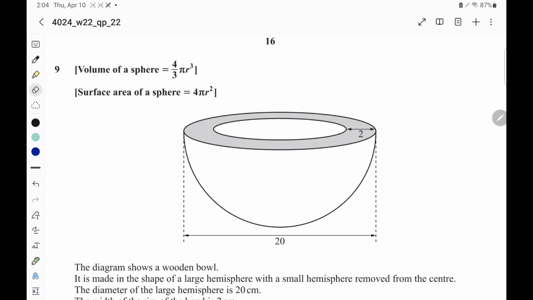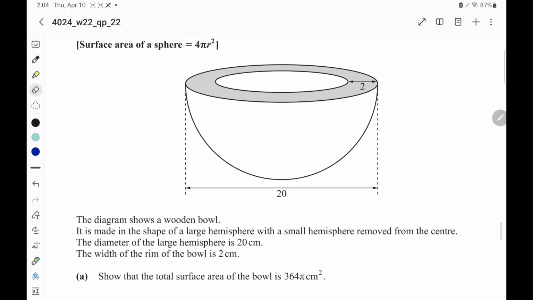Here you can see a hemisphere. Volume of the sphere is 4 over 3 pi r cube. Surface area of the sphere is 4 pi r square. The diagram shows a wooden bowl. It is made in the shape of a large hemisphere with a small hemisphere removed from the center. You have to remember this is removed from the center. That means we'll remove it and then find the surface area of the ring.